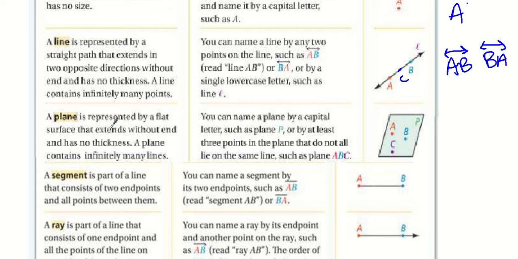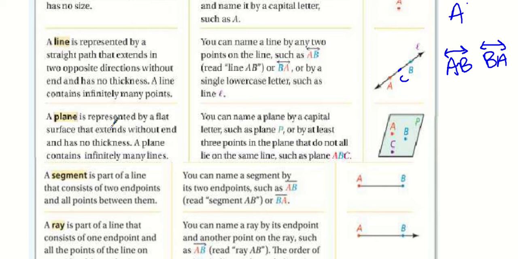A plane is a flat surface. It extends without end. It has no thickness, and it contains points and lines on it. So you kind of imagine like your floor is an example of a plane, where it's a flat surface, there are lines on it, there are points on it, but it goes on forever and ever and ever.